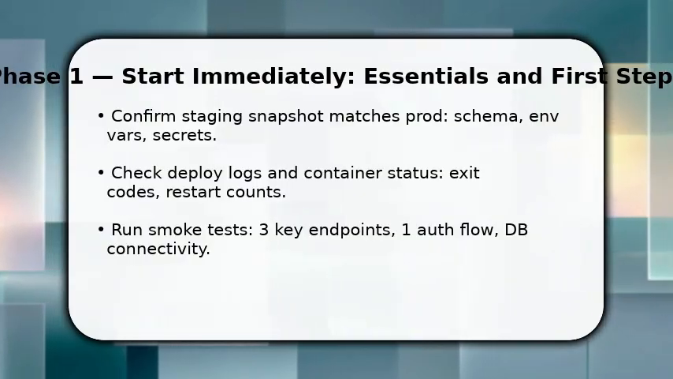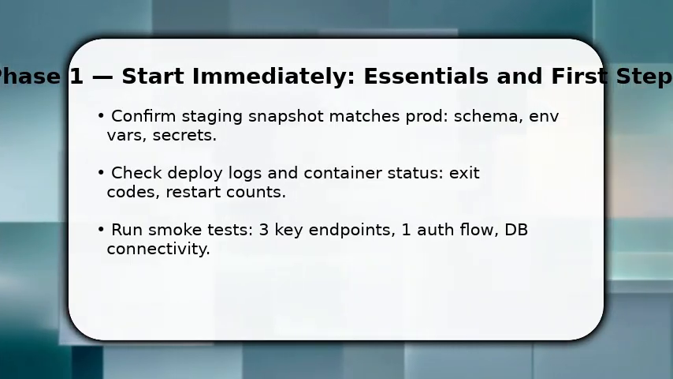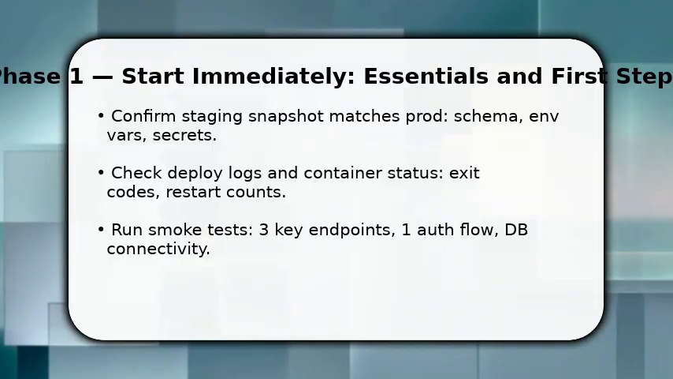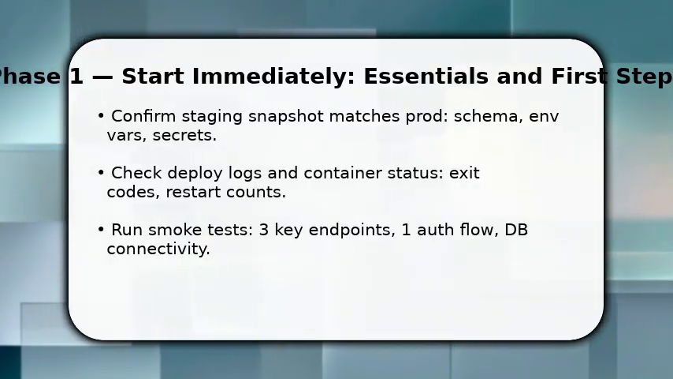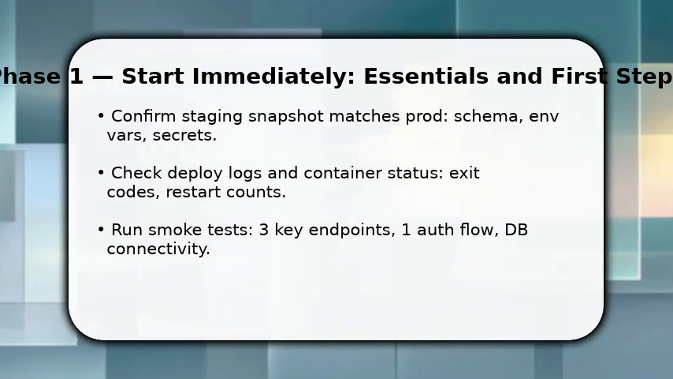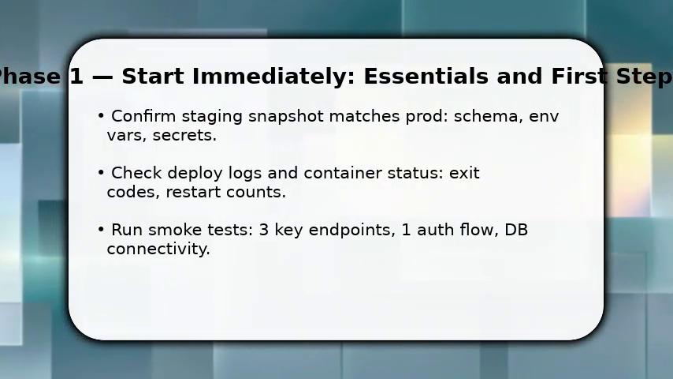You start by validating the environment and gathering immediate evidence. Verify the staging snapshot matches production, schema, envars, and secrets, so you're not chasing a config drift. Then, inspect deploy logs and container status to find exit codes or restart loops. These tell you why services fail.